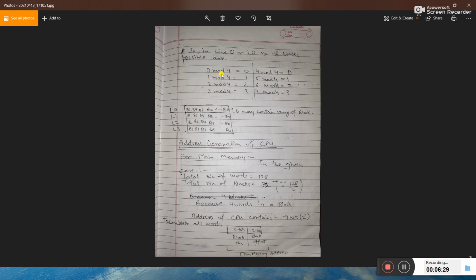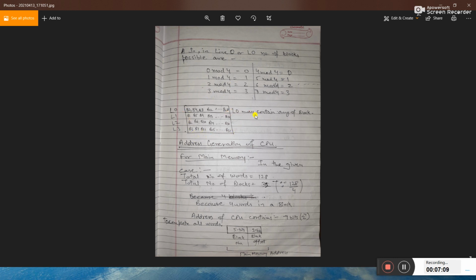Okay, so using this formula we have decided that B0 may come here, B4 may come here, B8 may come here, B12 may come here. So any of those blocks may reside in L0. Any of B1, B5, B9, up to B29 may come in that line number. Any of the blocks B2, B6 and so on may come in L2. Any of B3, B7, B11 may come in L3. So that's how we map the blocks of the main memory into our cache using the direct mapping method.